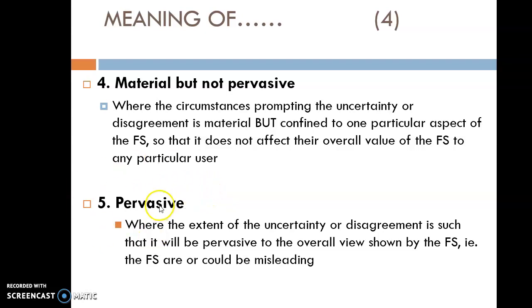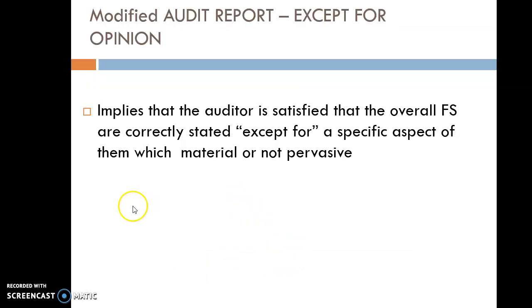Okay, if pervasive, it will have a severe effect on the financial statement. Where the extent of uncertainty or disagreement is such that it will be pervasive to the overall view shown by the financial statement, it brings a severe effect. For example, the financial statement could be misleading. Okay, modified audit report, except-for opinion. It implies the auditor is satisfied the overall financial statement is correctly stated except for specific aspects of it which are material but not pervasive.